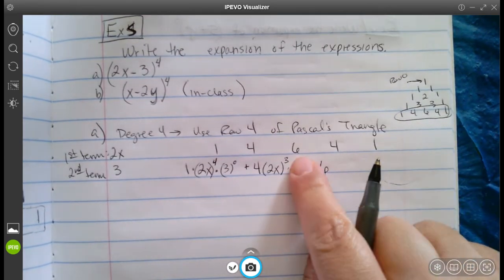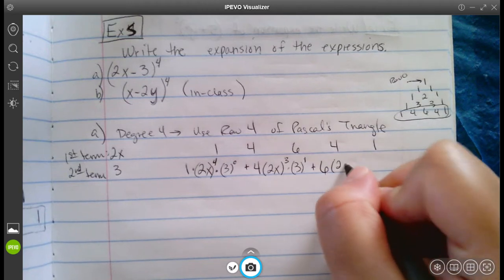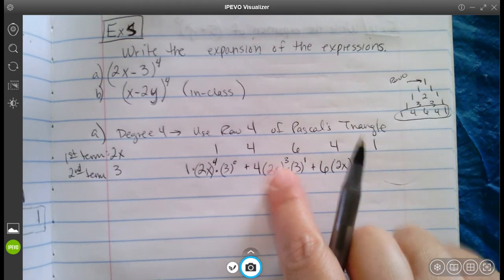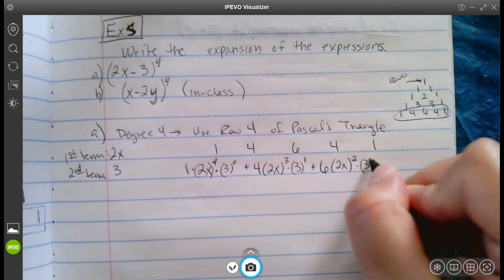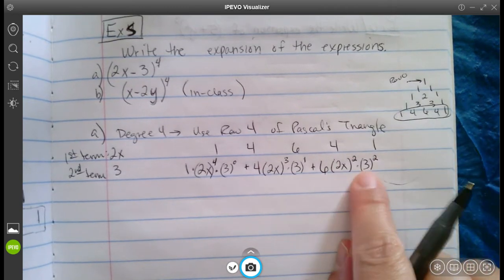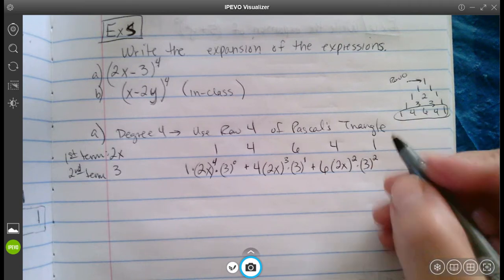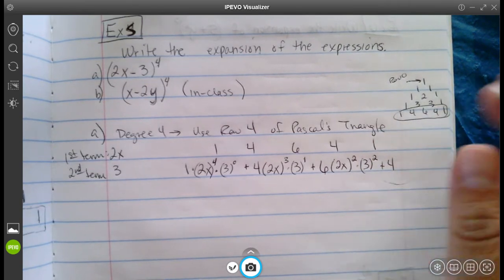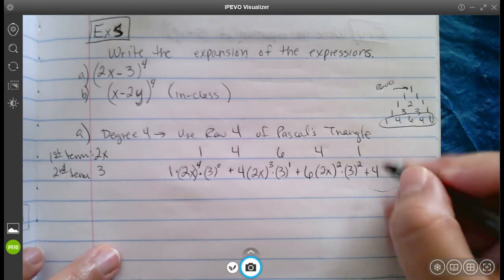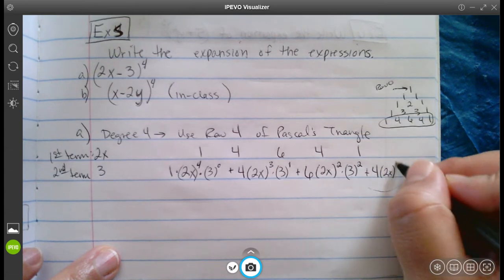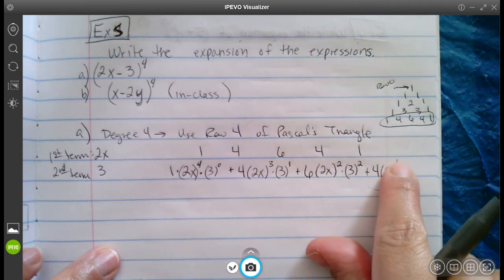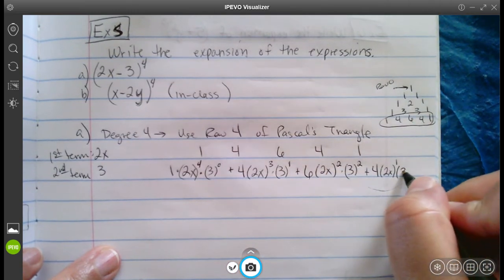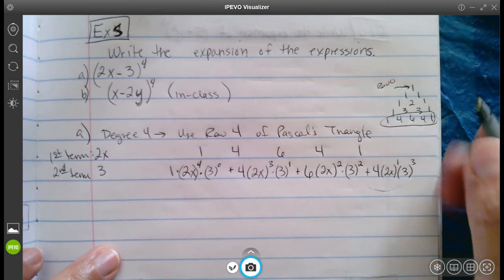Plus 6 is the next coefficient. 2x, what's before 3? Well, 2. So 2x squared times 3 squared. So in this one, they're both the same because, well, it kind of overlaps, right? Plus 4 is the next coefficient. I'm almost out of room here. 2x to the 1st power. So we're just descending 4, 3, 2, 1. And then we're ascending with the 3. So 3 to the 3rd power.